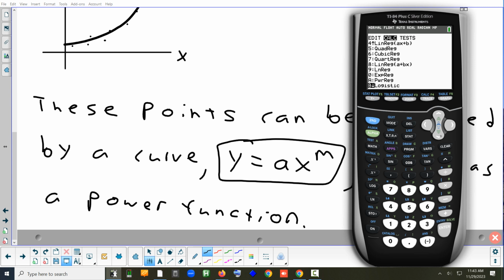Went to stat and then calc. So on my calculator, it's option A. So when we do a power regression, that's what we're going to be looking for. PWR-REG. Power function, power equation, power regression, same. Now, it might be quicker when you press stat and you go to calc to go up, because then it'll bring you back to the bottom and you can get to A faster. You can also press down, but it's like the 10th or 11th option down. So that's what we're going to use.